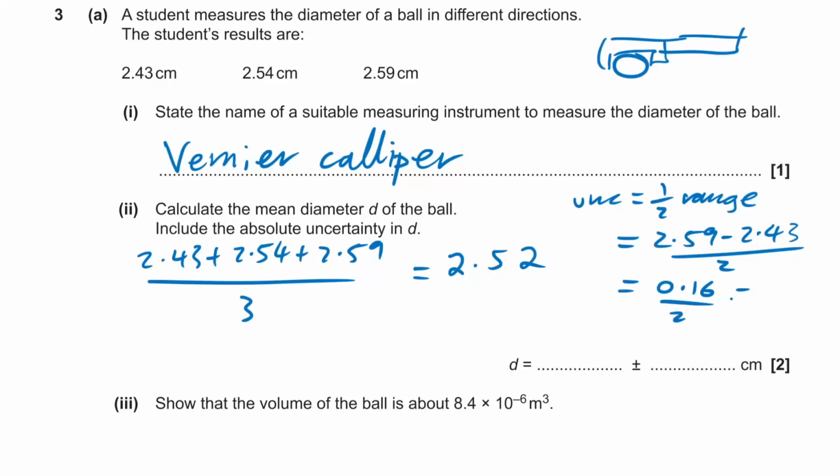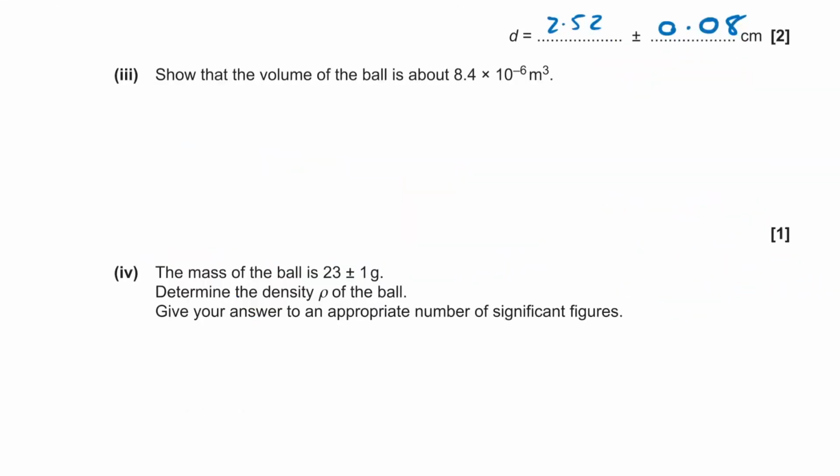0.16 divided by 2, so that's 0.08. So the volume of the ball is about that. Volume for a sphere is 4/3 pi r cubed. R, of course, being half the diameter, so that's going to be 2.52 divided by 2. So that is 1.26. Of course, that was in centimeters, so we need that in meters.